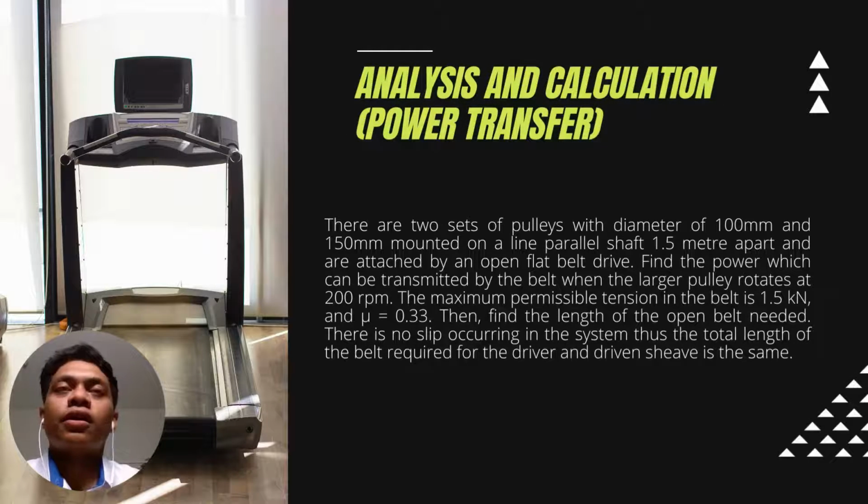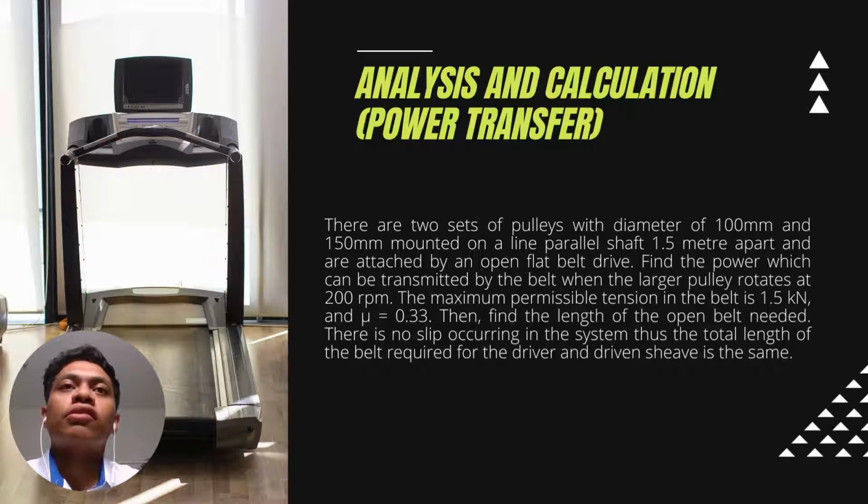Then for the analysis and calculation in the power transfer, there are two sets of pulley with diameter of 400 mm and 150 mm mounted on parallel shafts 1.5 meters apart and are rotated by an open flat belt drive. Find the power which can be transmitted by the belt when the larger pulley rotates at 200 rpm. The maximum tension in the belt is 1.5 kN and the coefficient of friction is 0.33. Then find the length of the open belt needed.